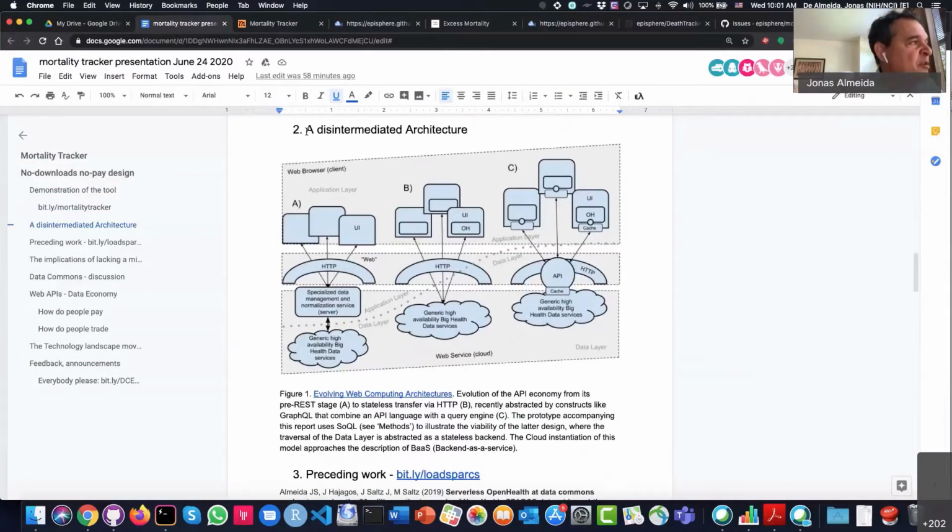So those who come from epidemiology, be patient a little bit. I think you may find the discussion about data commons rewarding. I'm using a disintermediated architecture. What does this mean exactly?